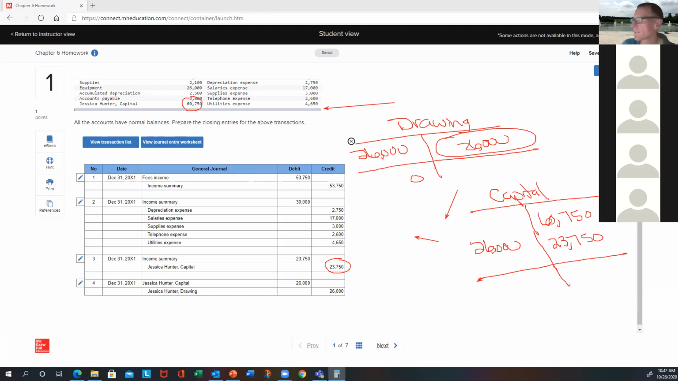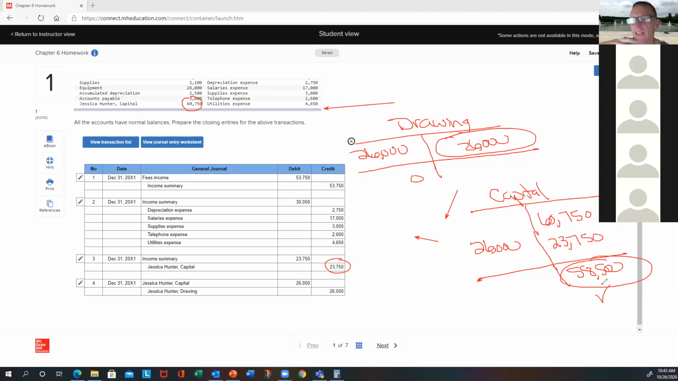So if you take the $60,750, add the net income, and subtract out the drawing, that's going to give you right at 58,500. And so at 58,500, let me circle that. That would be the balance that's on your balance sheet. And that's what your ledger would be doing. That's what your ledger would then be updated.